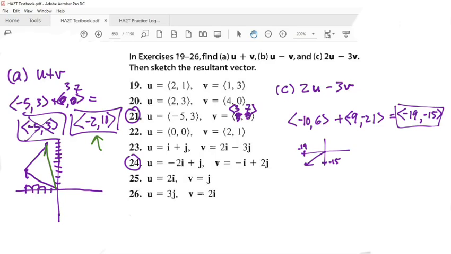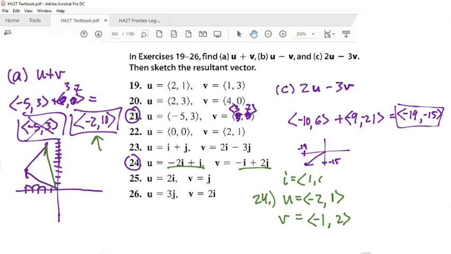Let's just do B for 24. For 24, we've got some weird stuff going on. It's not written in component form. If you wanted it in component form, U would equal negative 2, 1, and V would equal negative 1, positive 2. It's just the coefficients in front of them. The I vector is an identity vector. It's 1, 0. So if you're multiplying it by negative 1, that's why you got a negative 1.